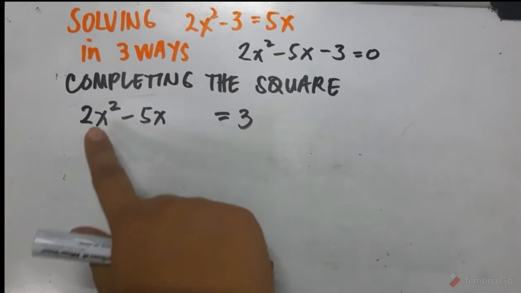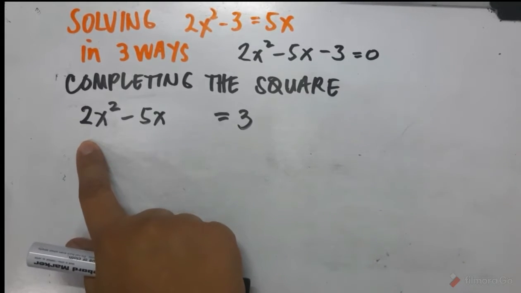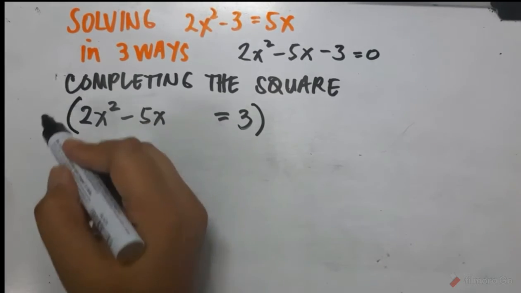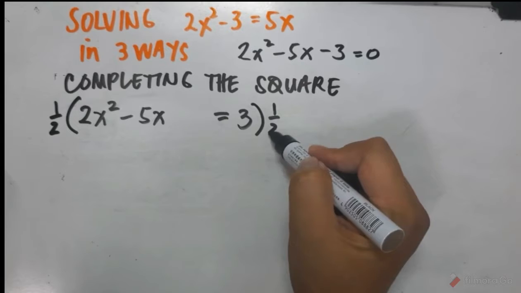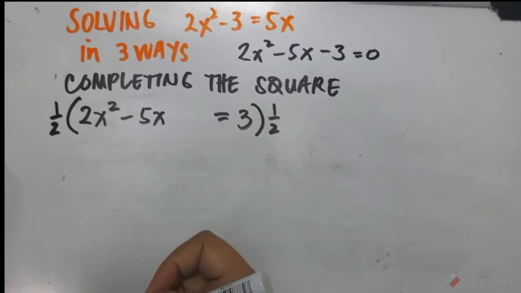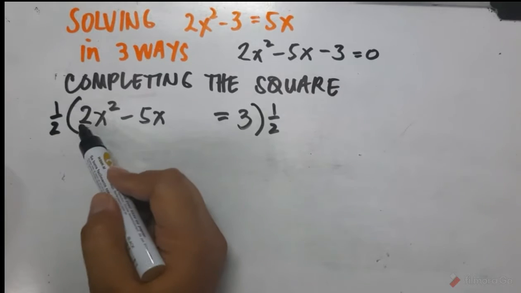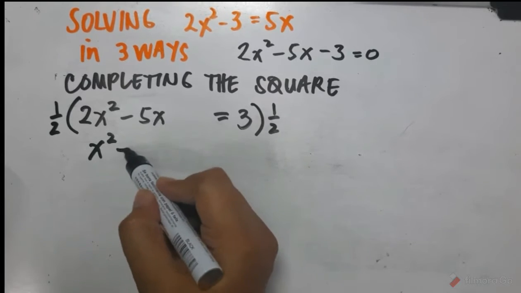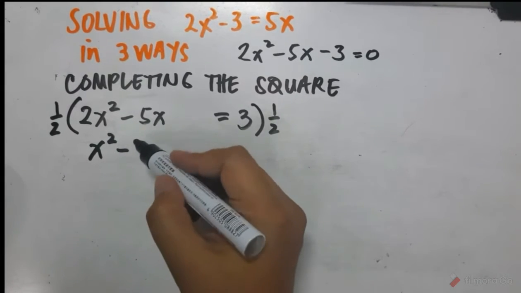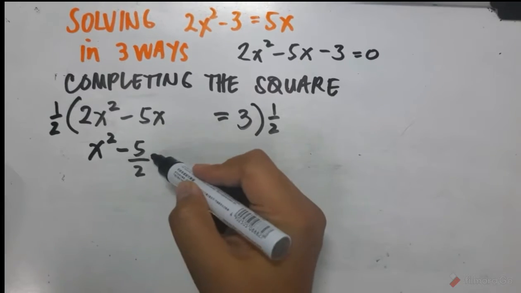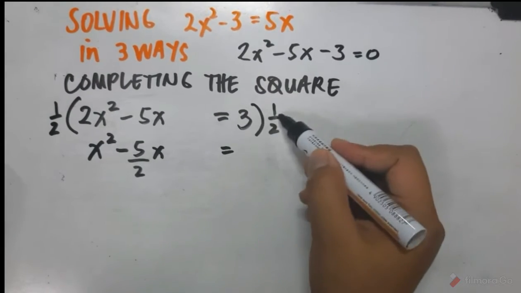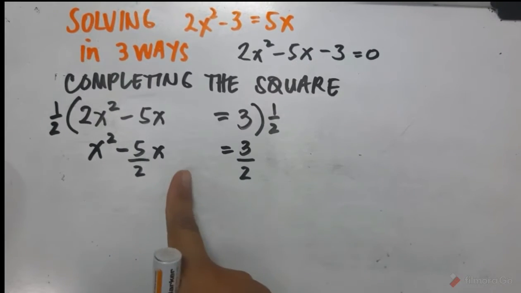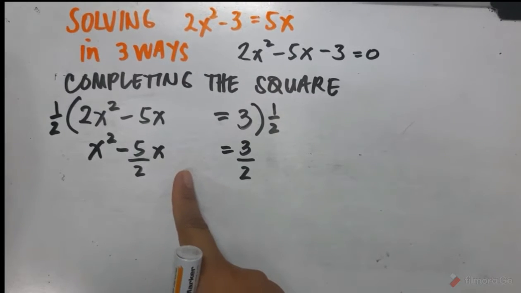We make sure that the numerical coefficient of the first term is always 1. So before solving, we need to multiply both sides with 1/2. This will make the numerical coefficient of the first term equal to 1. 1/2 of 2 is 1 times x squared is x squared, minus 1/2 of negative 5 is 5/2 x, is equal to 3 times 1/2, 3/2. Then we make the left hand side of the equation a perfect square trinomial.